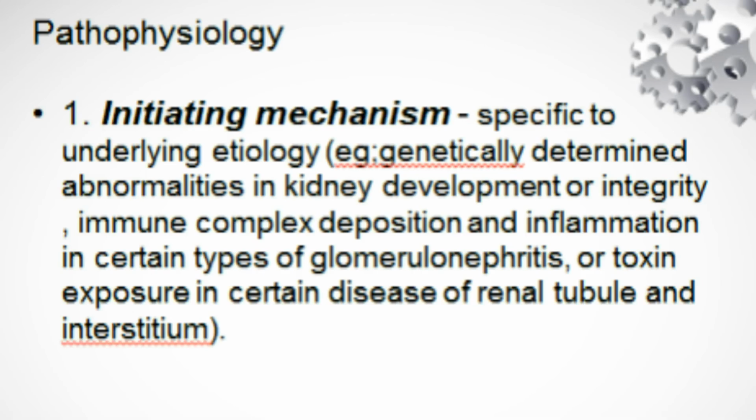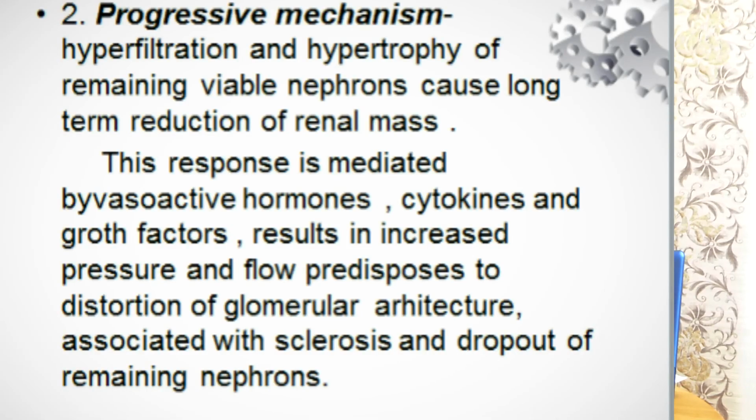It's an initiating mechanism and a progressive mechanism. The initiating mechanism is related to the specific etiological factors. This etiological factor can be a genetically abnormal kidney, or various immune complex deposition and inflammatory cascade that happens in the kidney. This initiating mechanism or etiology causes a defect, and then a second pathophysiological process starts, which is hyperfiltration or hypertrophy.